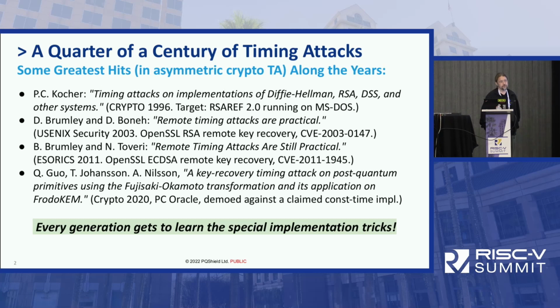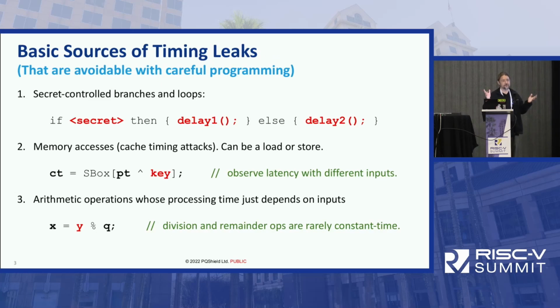And now that we have a new set of signature standards and key establishment standards, the post-quantum crypto coming out, quite a few of those implementations have also been vulnerable to this. There was, for example, two years ago, a full key recovery attack just based on a timing oracle, just based on timing measurements, on a pretty large class of lattice-based key establishment algorithms. So this is a thing that happens, even if people throughout my career have been aware that these things are there. So every generation basically gets to learn the special implementation tricks. This turns out to be a part of the craft of a cryptographer.